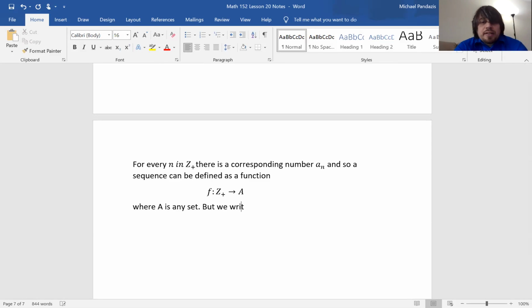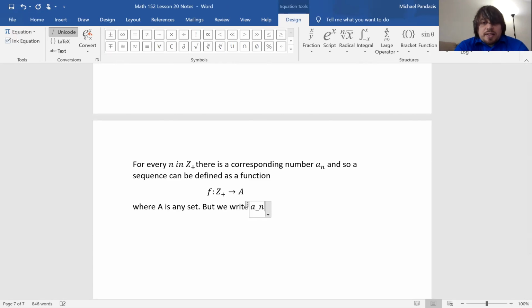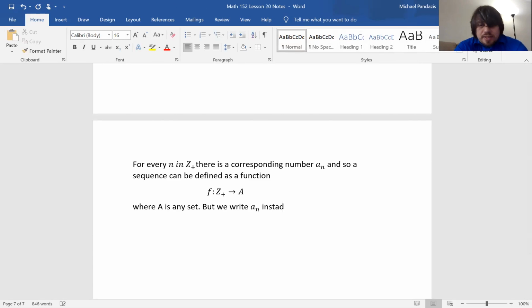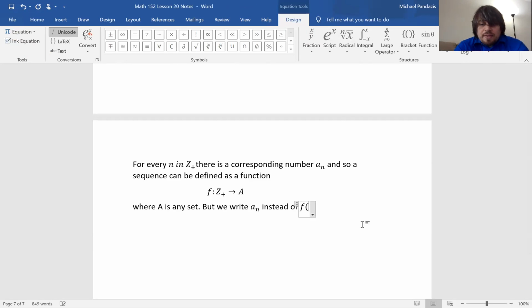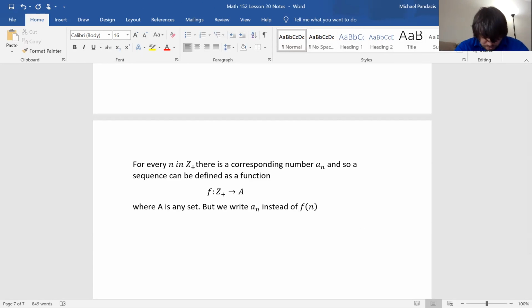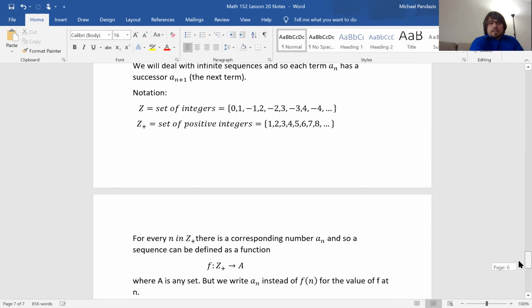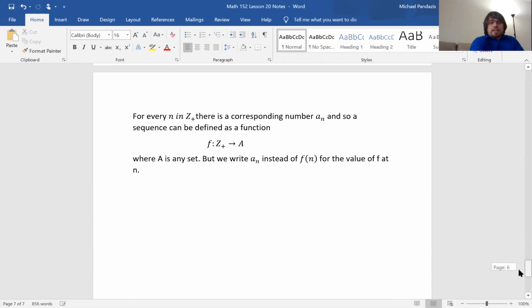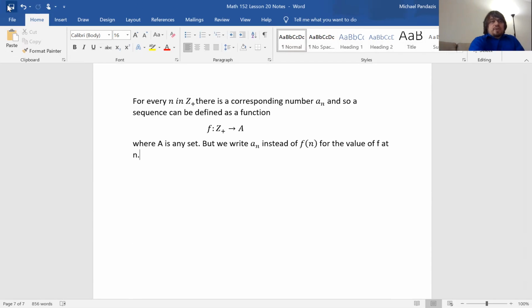But we write a sub n instead of f of n for the value of f at n. Okay, that's notation. So for every positive integer n, there is a corresponding number a sub n.